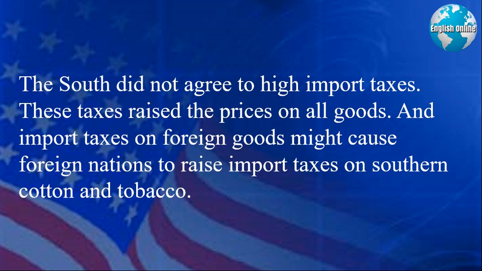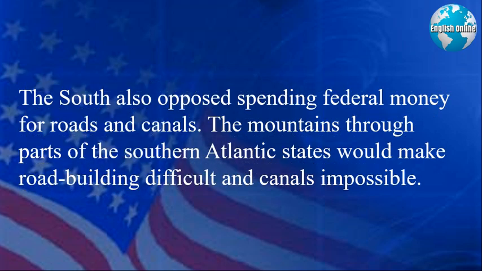The South did not agree to high import taxes. These taxes raised the prices on all goods, and import taxes on foreign goods might cause foreign nations to raise import taxes on Southern cotton and tobacco. The South also opposed spending federal money for roads and canals. The mountains through parts of the southern Atlantic states would make road building difficult and canals impossible.